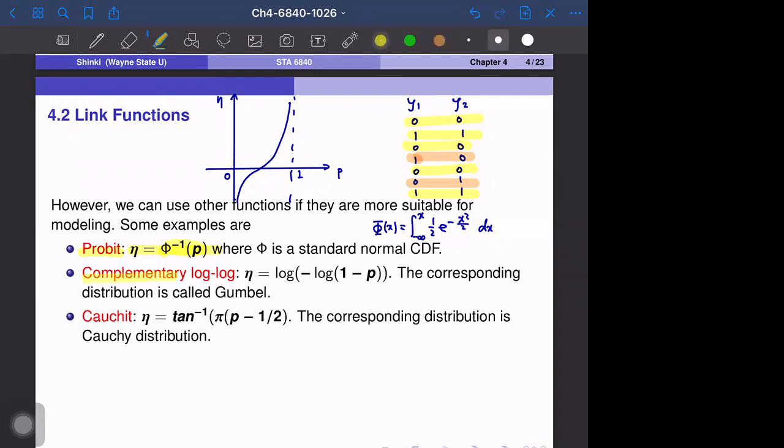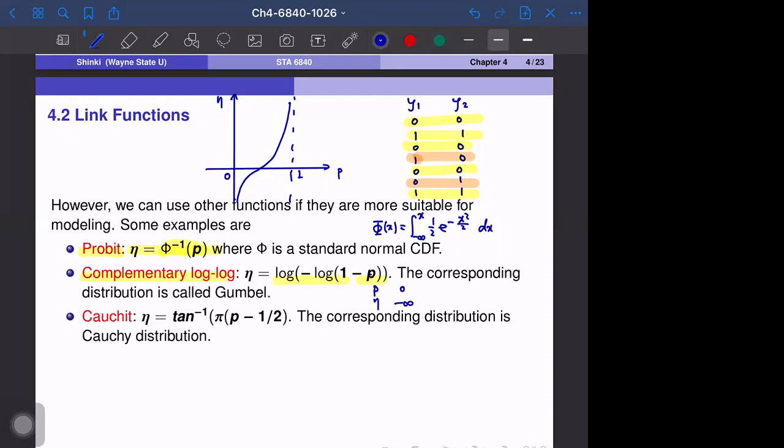And the second one is the complementary log-log function. That is, eta is equal to log of negative log of 1 minus p. So you can see that when p is close to 0, eta becomes negative infinity. Because p is 0, that is the log of 1 minus 0, so that is the log of a very small number, 0.